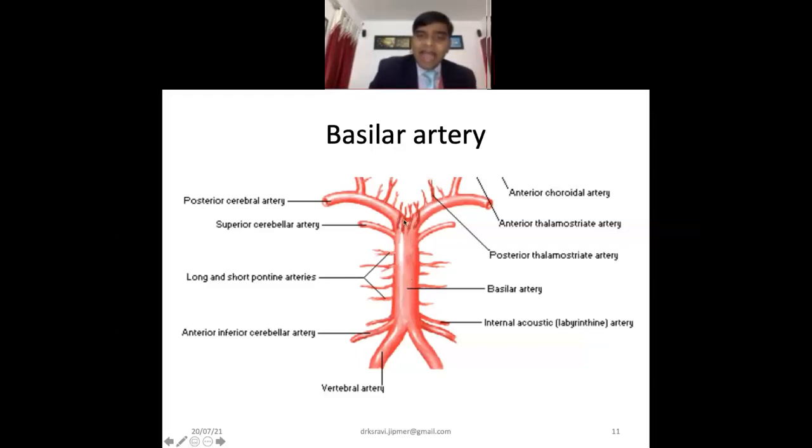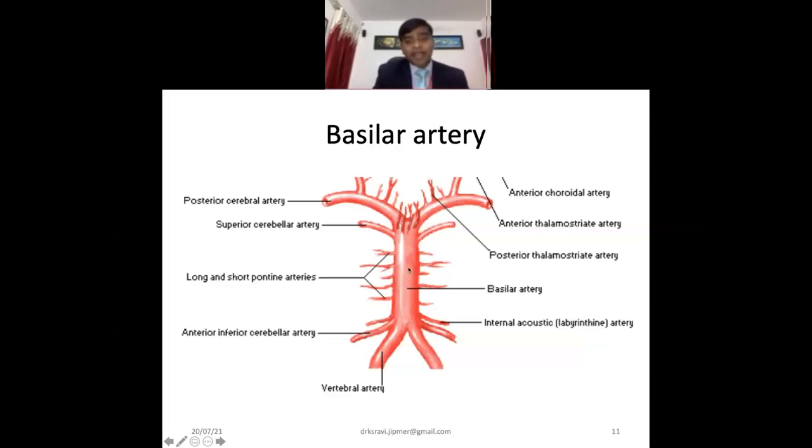at the upper border of the pons, it divides into two. Okay. So I said that at the upper border of the pons, it terminates, it divides into two branches, that is the posterior cerebral artery. So you can see over here, these are the terminating branches of the basilar artery. These are the posterior cerebral arteries.